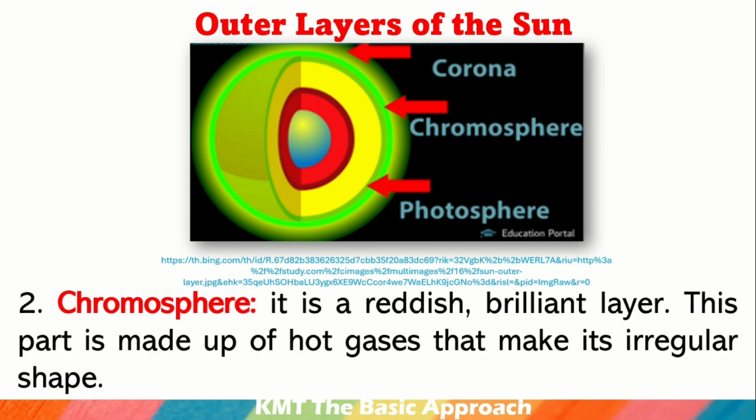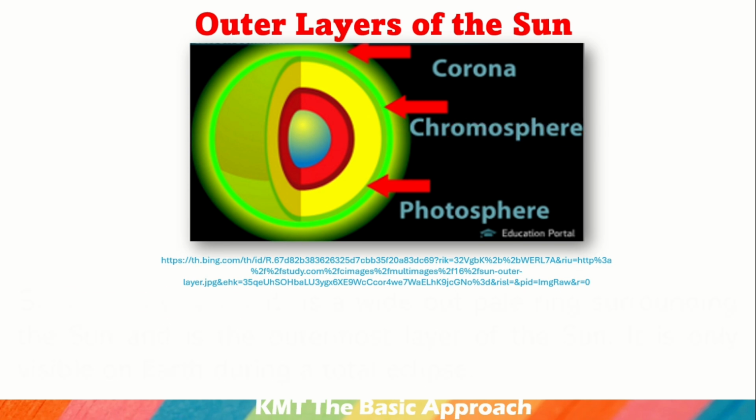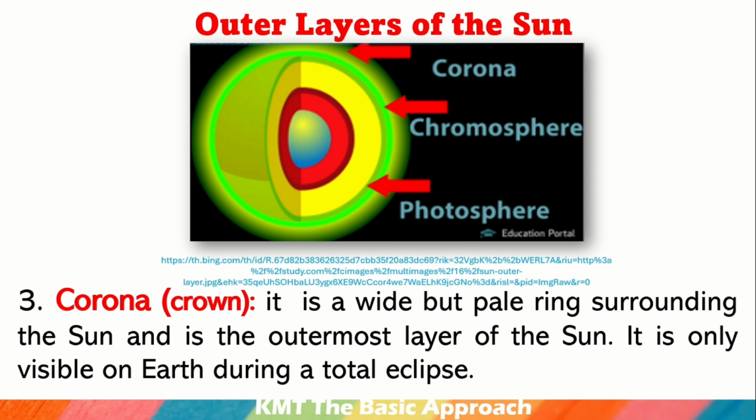Number 2, chromosphere. It is a reddish, brilliant layer. This part is made up of hot gases that make its irregular shape. Number 3, corona or crown. It is a wide but pale ring surrounding the sun and is the outermost layer of the sun. It is only visible on Earth during a total eclipse.